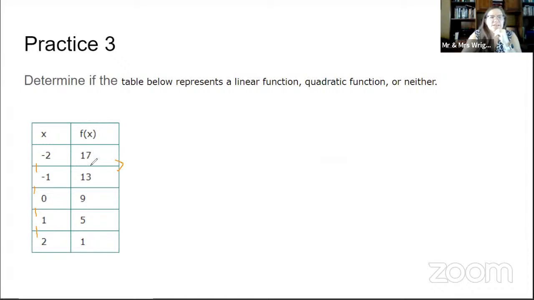All right, so between 17 and 13, 13, 14, 15, 16, 17, the difference is 4. 13 and 9 should be 4 as well, 9, 10, 11, 12, 13. And 5 and 9, 5, 6, 7, 8, 9. And 5 and 1, 1, 2, 3, 4, 5, and they're all 4. So in this case, since change 1 is constant, it's a linear function.